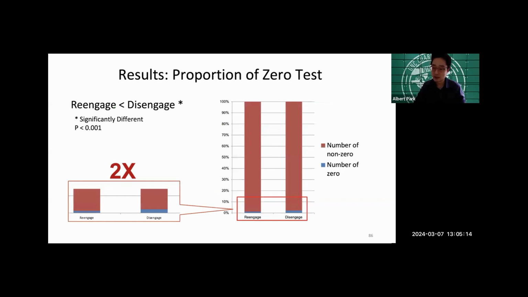For comparing zeros, I compare whether the proportion of zeros in re-engaging threads and disengaging threads are statistically different. And as you can see in the graph, the proportion is quite different. Disengaging threads have twice as many zeros, proportionally speaking, compared to re-engaging threads. So receiving zero vocabulary similarity scores turns out to be a strong predictor for disengaging behavior.